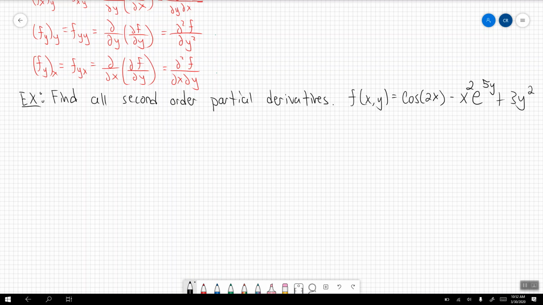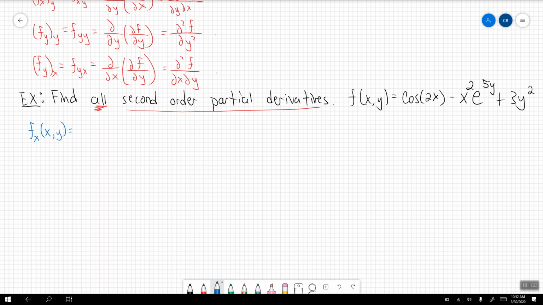Now we have to take the derivatives. So to start off, let's go back and dissect really quick. We want to find all second order partial derivatives. That means to us that we need to find 4 of these partial derivatives that are second order. So the first one that I'm going to do here is I'm going to find the partial derivative with respect to x first.